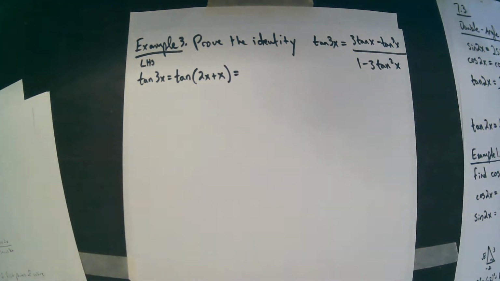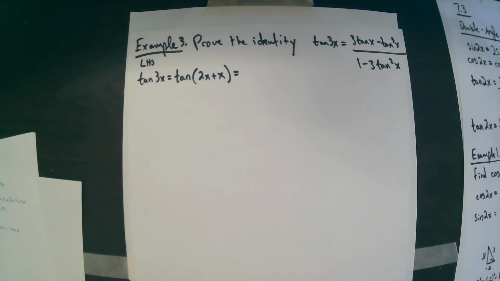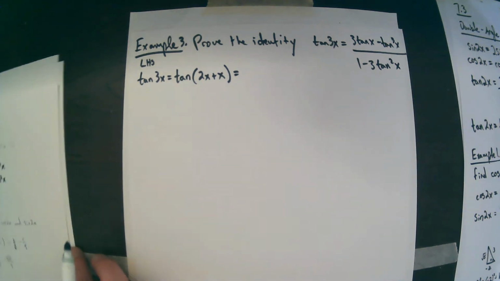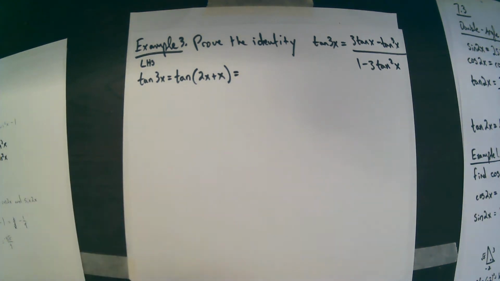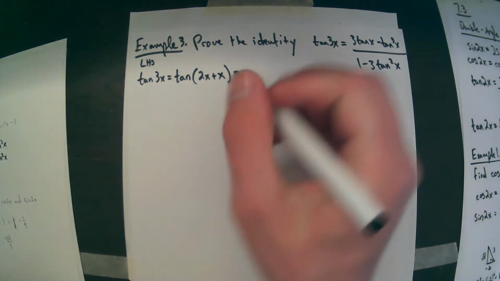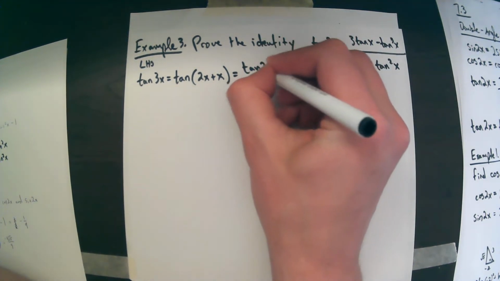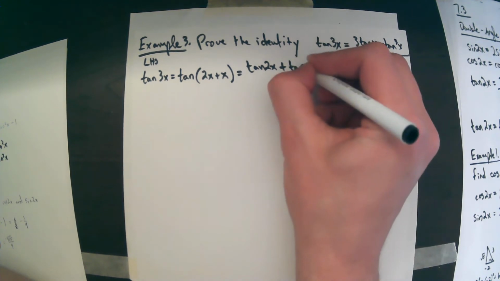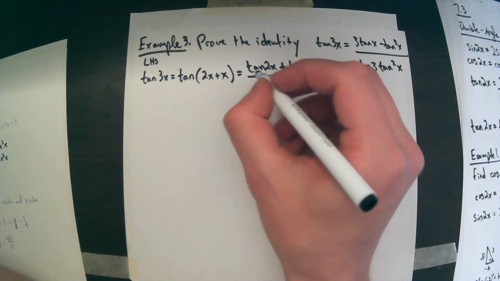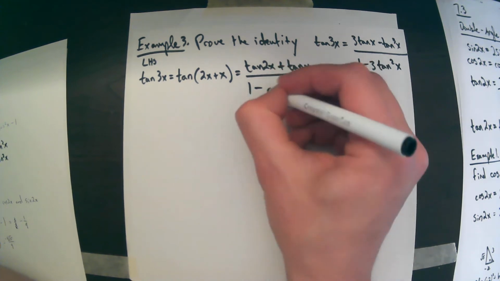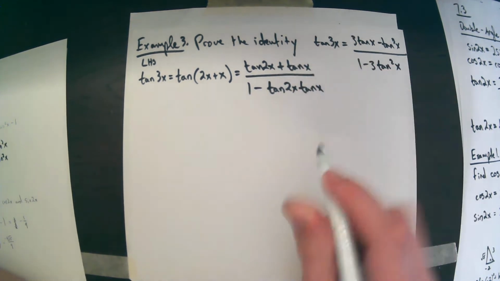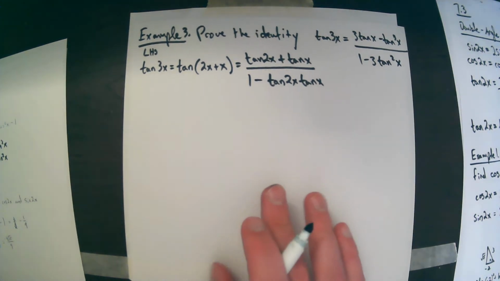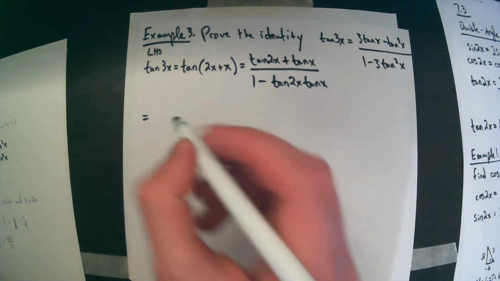And that can be written as, let's see, I've forgotten my sum formula. There it is. No, that's not it. Oh yeah, okay. It's the sum of them in the top, tangent of 2x plus tangent of x, all over 1 minus the product of them, tangent of 2x times tangent of x. There we go.